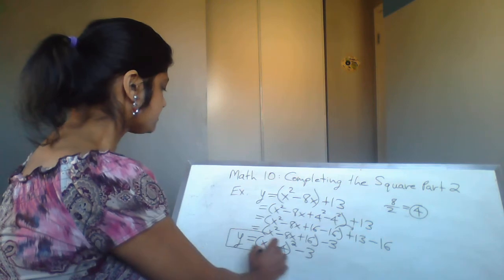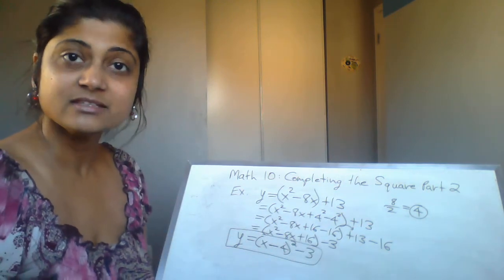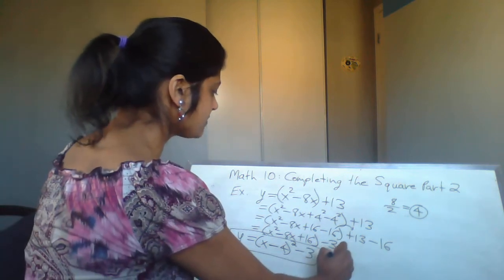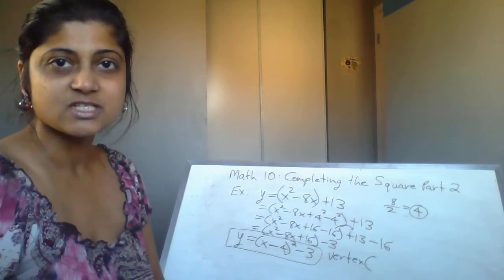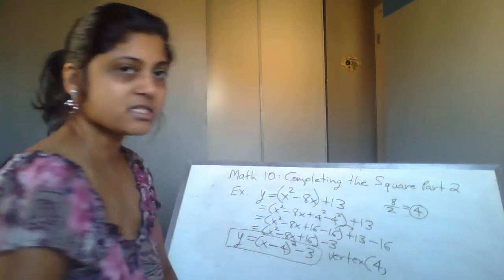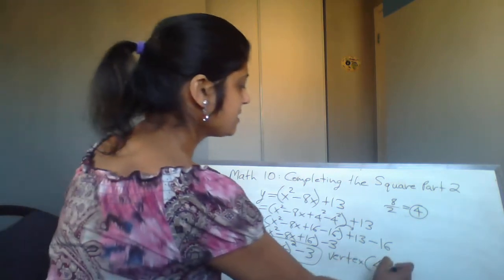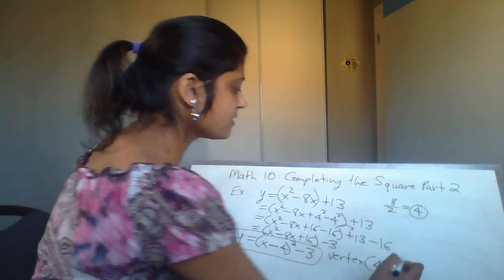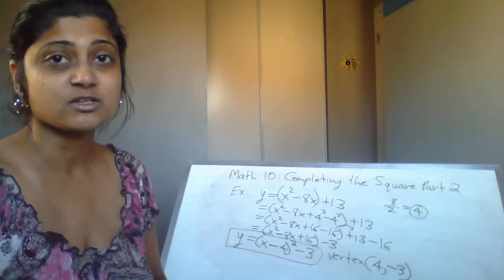I'm going to just box my final answer, and at the same time, again, the teacher is going to ask for the vertex. Let's just put vertex here. For the x point of the vertex, I have to change the sign, so it's x minus 4. The x point is going to be positive 4. On the outside, I see it's minus 3, and I'm going to just put minus 3. Again, do not change the sign for the y point of the vertex, which is on the outside.